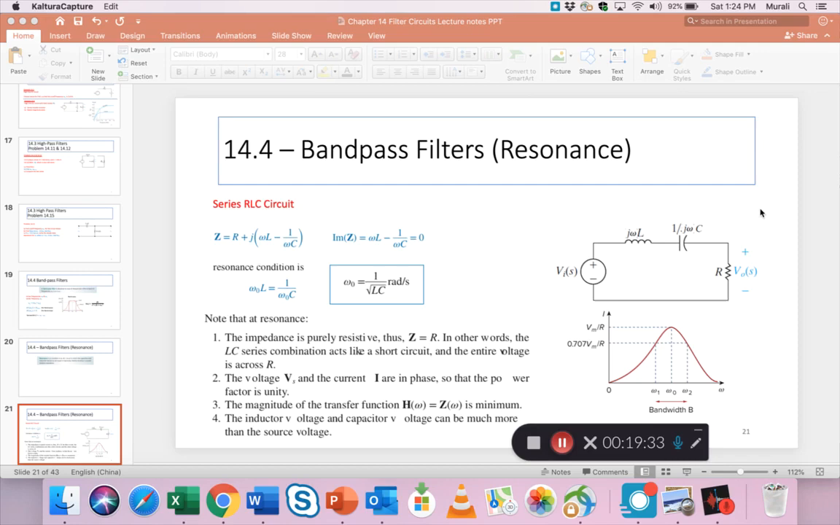Okay, the magnitude of the transfer function is minimum at this point, and also at point 4, the inductor voltage and capacitor voltage can be much higher than the source voltage. Now that's an interesting phenomenon, right? At a certain point, and this is the only situation in which this happens in a circuit with only passive elements. Passive elements are RLC. Generally, with an RLC circuit, the voltage anywhere can never be higher than the input voltage, but it can only happen at resonance.